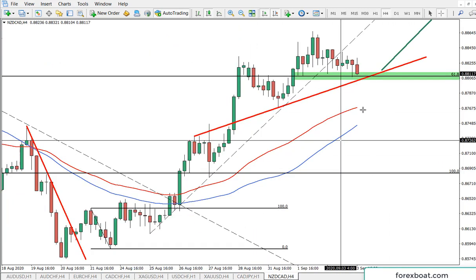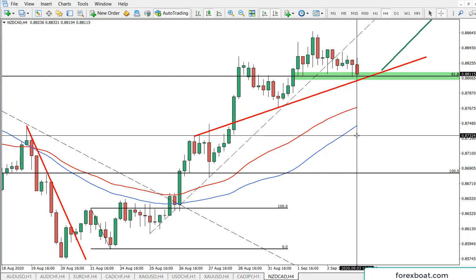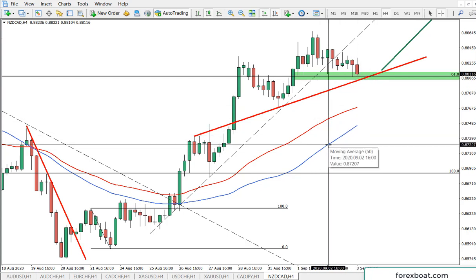And of course the last one is the New Zealand Canadian dollar for today. Here looking good, and that was the idea for today.